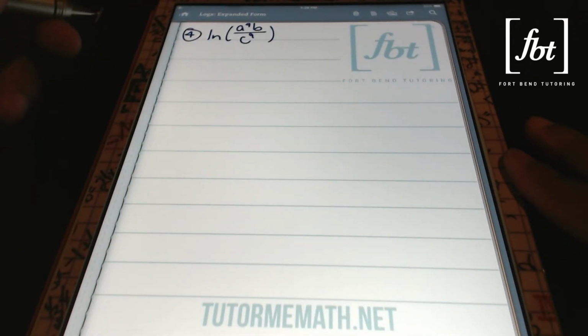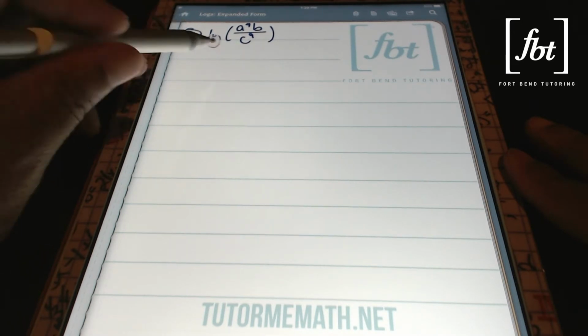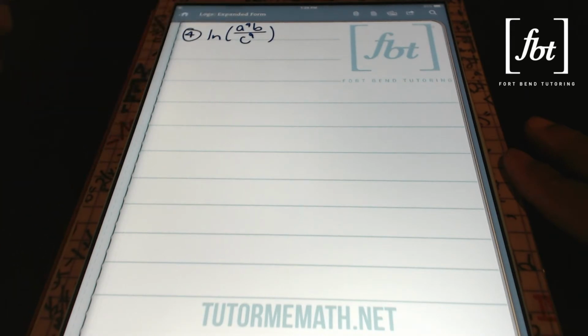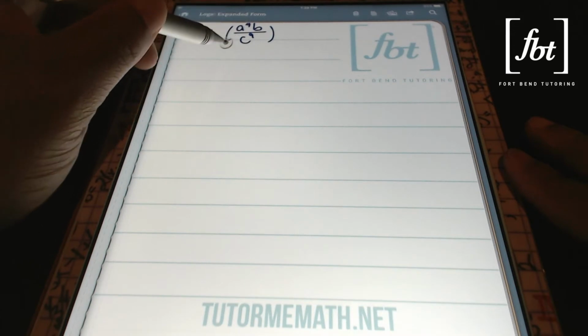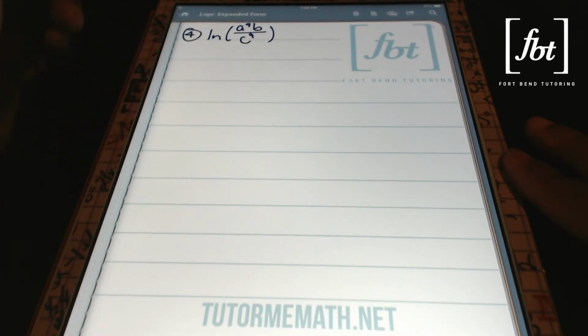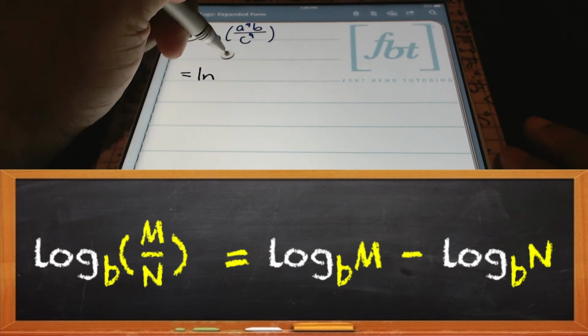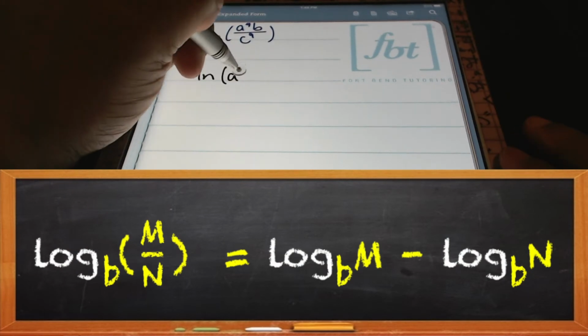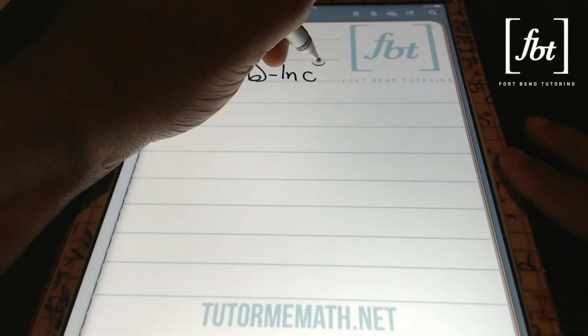With problem number 4, we'll have the natural log of a to the 4th power b divided by c to the 9th power. That's what that says up there. I know it's kind of hard to see, but this is a to the 4th power times b divided by c to the 9th power. So overall, we have a fraction going on here. It's a rational expression within the parentheses. So we'll be using the quotient rule. I'll be bringing down the natural log of the numerator, which is a to the 4th power b, minus the natural log of c to the 9th power.